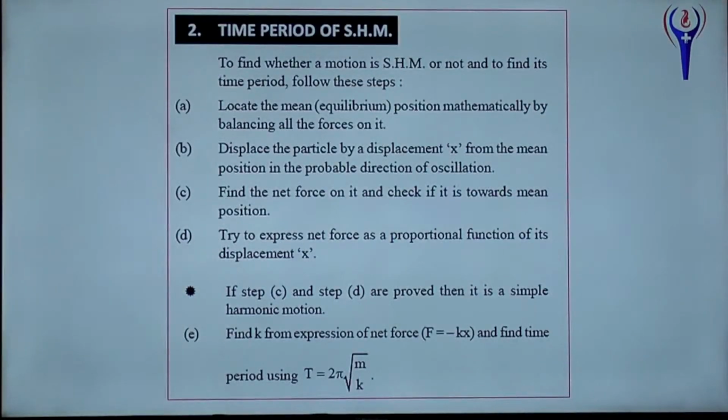Time period of simple harmonic motion. To find whether a motion is simple harmonic motion or not, and to find its time period, follow this step. Here T equal to 2 pi into root of m by k. That is T equal to 2 pi by omega, which we already studied. That is equal to 2 pi into root of m by k.